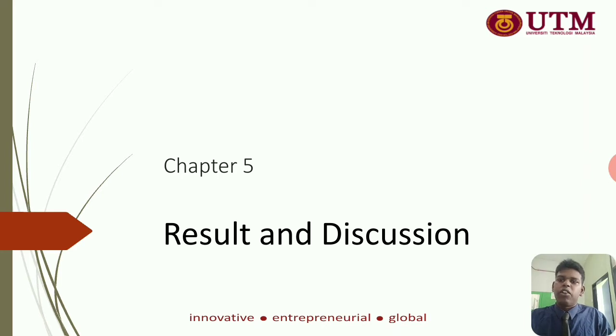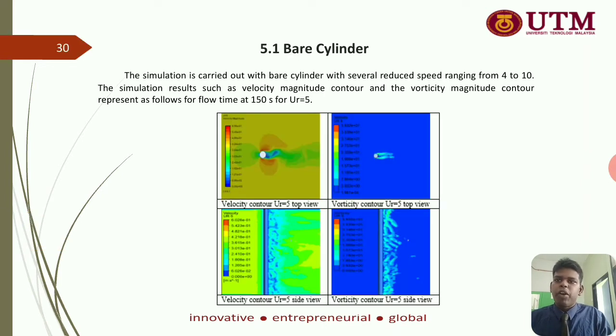Chapter 5 is on results and discussion. Base cylinder. The simulation is carried out with the base cylinder at several reduced speeds ranging between 4 to 10. The simulation results such as the velocity magnitude contour and the vorticity magnitude contour are represented as follows for the flow time of 150 seconds for UR equal to 5.